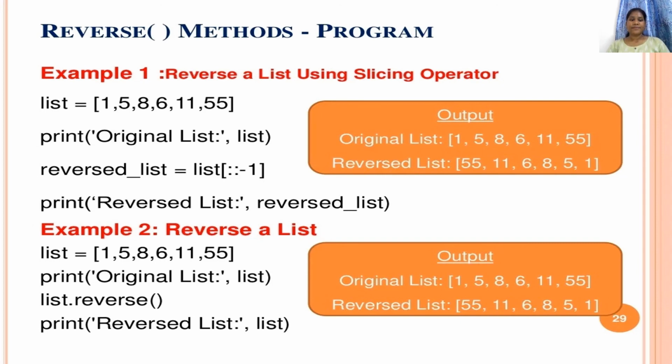In the second example, using the list method, I have considered the same list which I have taken above, and print the original list, and I use the method list.reverse(), and print the reverse list. The output for the following will be the same.